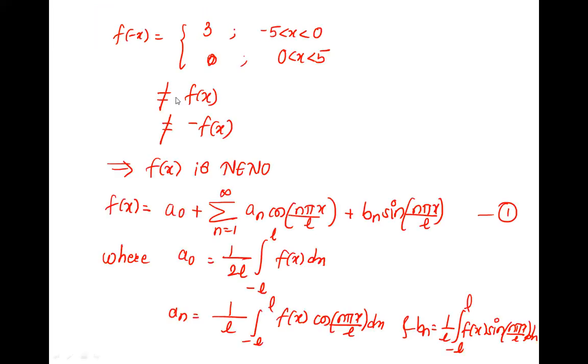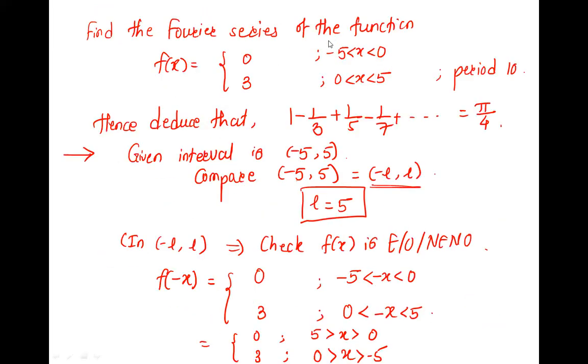So L is known, but what is L? L is 5. So A naught is 1 upon 2L, so 2 into 5, integration from minus L to L, so minus 5 to 5, f of x dx. Here is your function, and we have to take the integration from minus 5 to 5. So how does the integration break? Integration from minus 5 to 0 and 0 to 5.